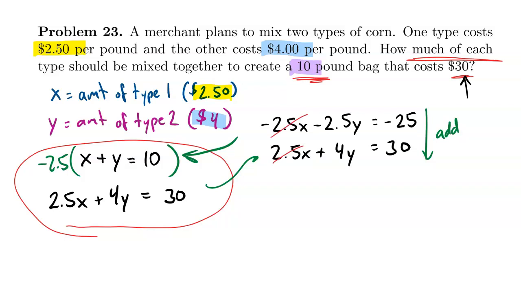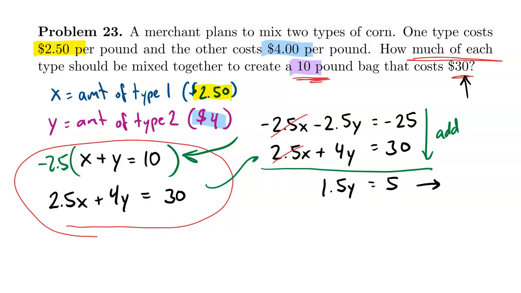So this method is sometimes called the addition method because we're adding the two equations together, but we're doing it to eliminate one of the variables. So that's why I tend to call it the elimination method. What we end up with is 1.5y equals 5. And that's a simple linear equation.